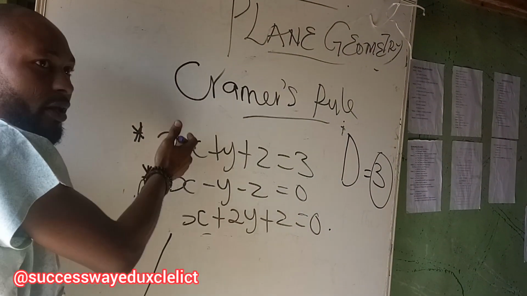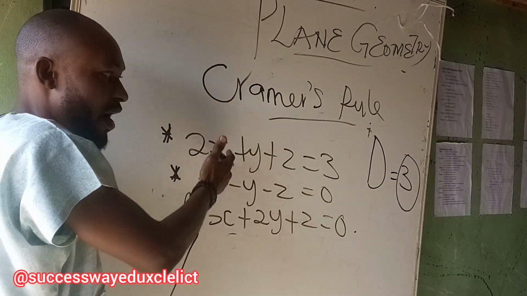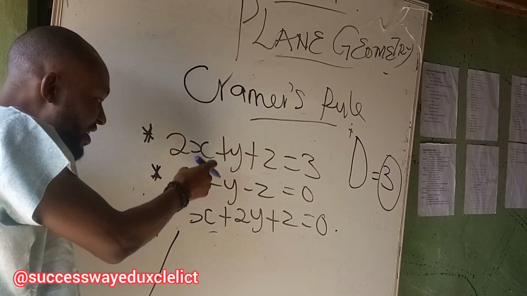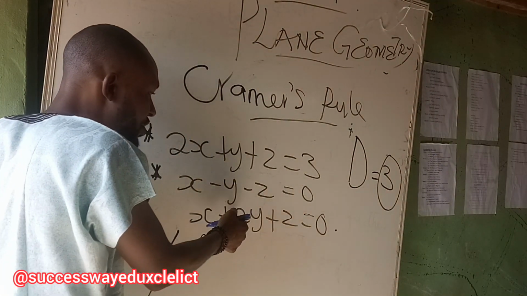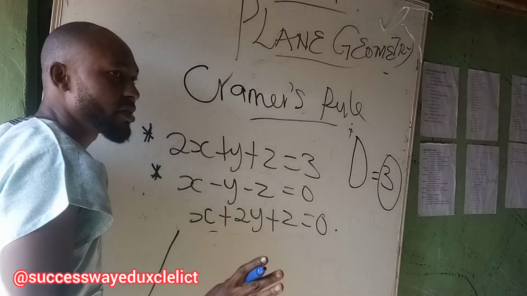This column here, listen to me first, just listen to me. This column happens to be the column for x. Since you are solving for x, all you need to do is replace it here with these values. But every other value here remains constant for this variable. Then you look for the determinant.